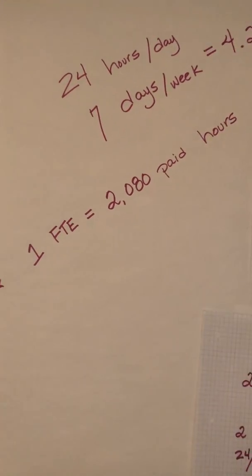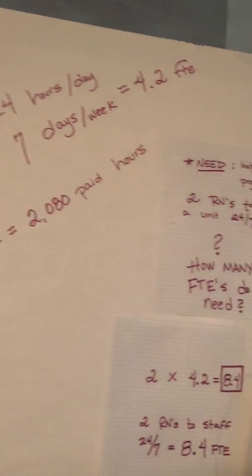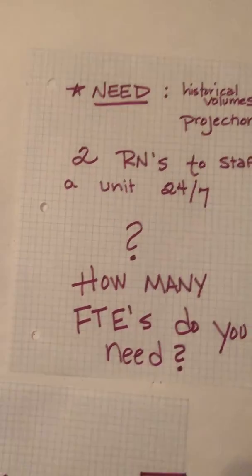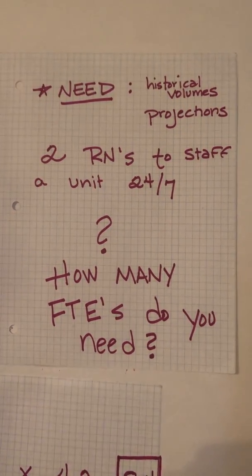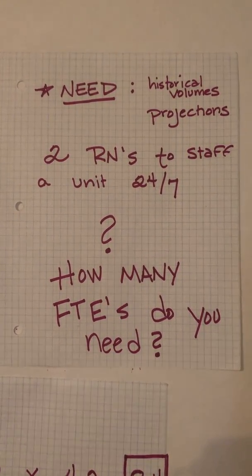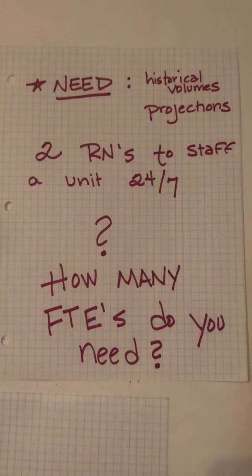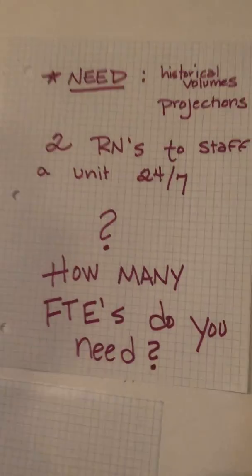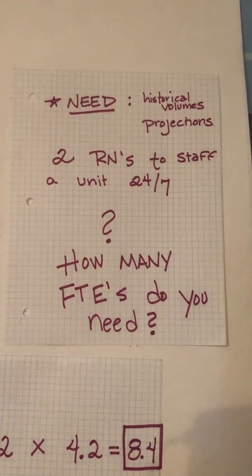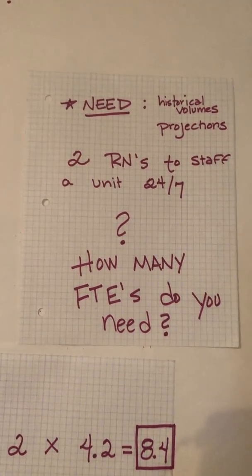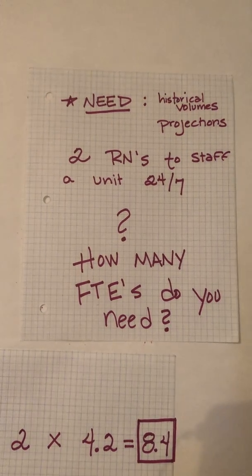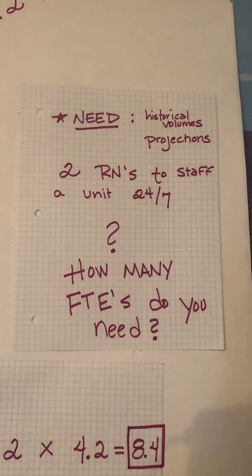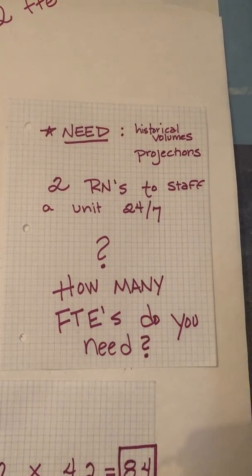So, as we're talking this week and you're going to be doing some reading about budgeting, we're going to try to figure out how many FTEs you might need to staff a particular unit. So, again, if you are doing some budgeting work and based on historical volumes or your current projections, you've decided that you need 2 RNs to staff a unit 24 hours a day, 7 days a week. How many FTEs do you need?